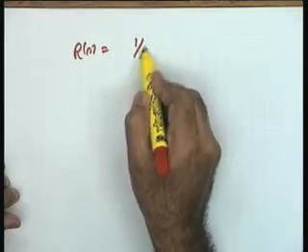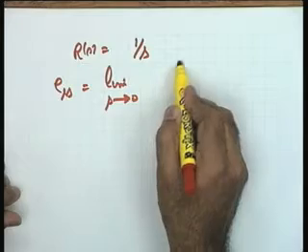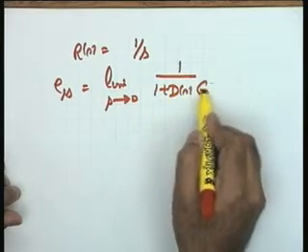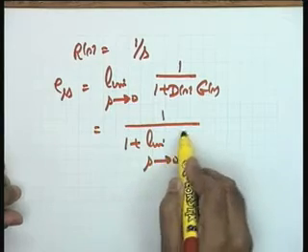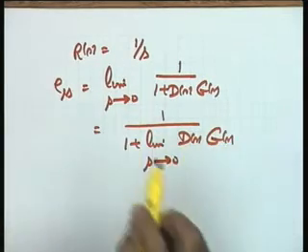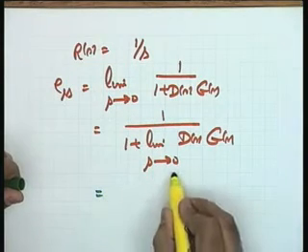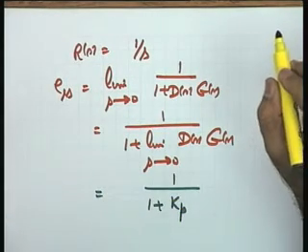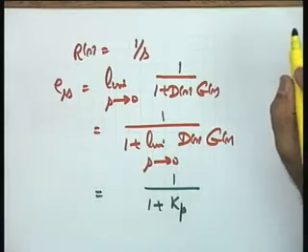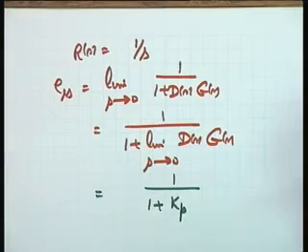So let me put it again here. R(s) is equal to unit step 1 over s, and steady state error is equal to limit s tends to 0 of 1 over 1 plus D(s)G(s), which can be written as 1 over 1 plus limit s tends to 0 of D(s)G(s). Why did I write in this particular form? The reason being that I will recognize this as equal to 1 over 1 plus Kp, where Kp in the literature is referred to as position error constant. Very important term in the literature because it is extensively used to describe the steady state error.